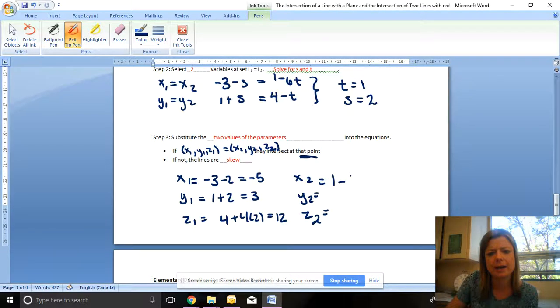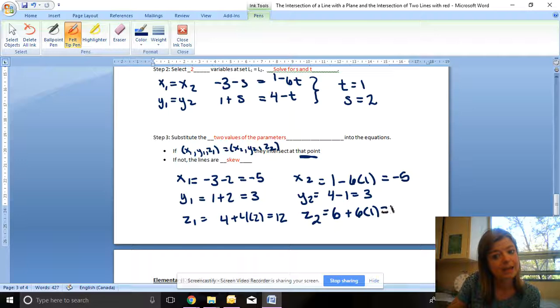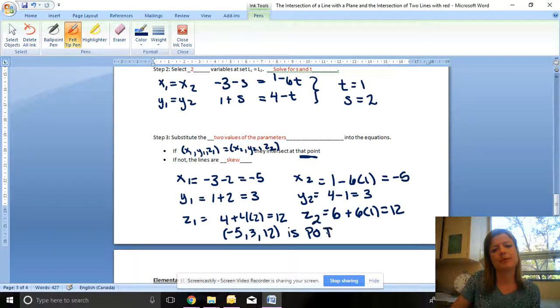Now for line 2, I'm putting in t as my parameter. So 1 minus 6 times 1 is -5. So far, so good. 4 minus 1 is 3. So far, so good. So here's the big test. Drum roll, please. 6 plus 6 times 1 is 12. Yay! That just means that -5, 3, 12 is the point where they intersect.